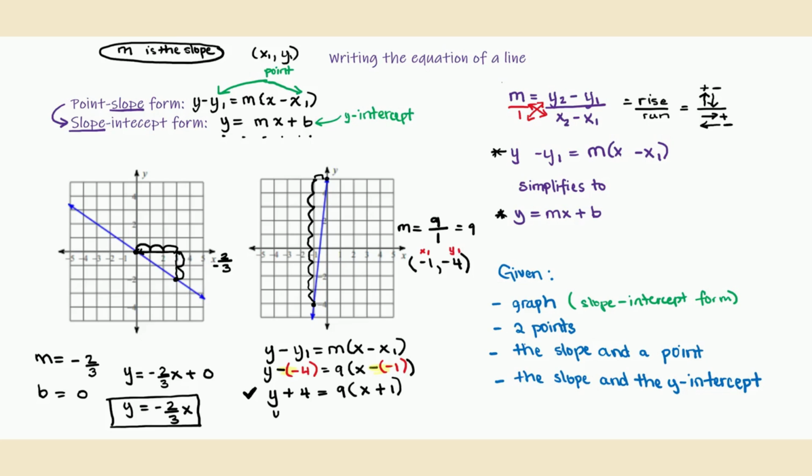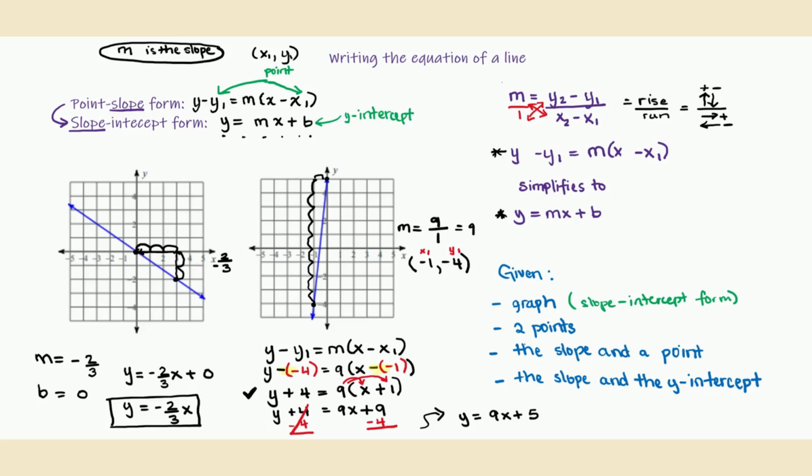So let's simplify this. This is y plus 4 equal, and we can distribute here. So that's equal to 9x plus 9. And then if we subtract 4, then I'll move over here. Y equal 9x, and then 9 minus 4 is 5.